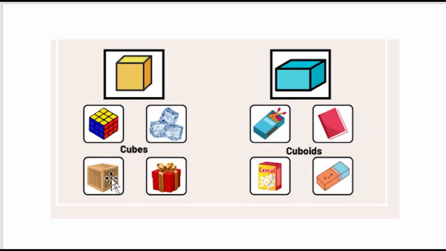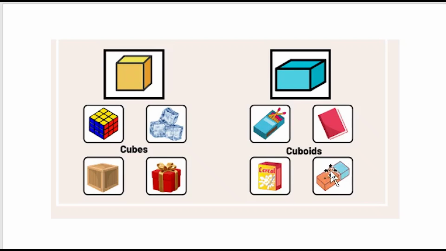Of course, all boxes are not cubes, but this box happens to be a cube. Boxes can also be cuboid. And for cuboids, you have, what is this one? The first one, a matchbox. We all have it. Then you have a book. Then you have a packet of anything, here it is cereal, some milk powder or whatever it is. And this is an eraser.